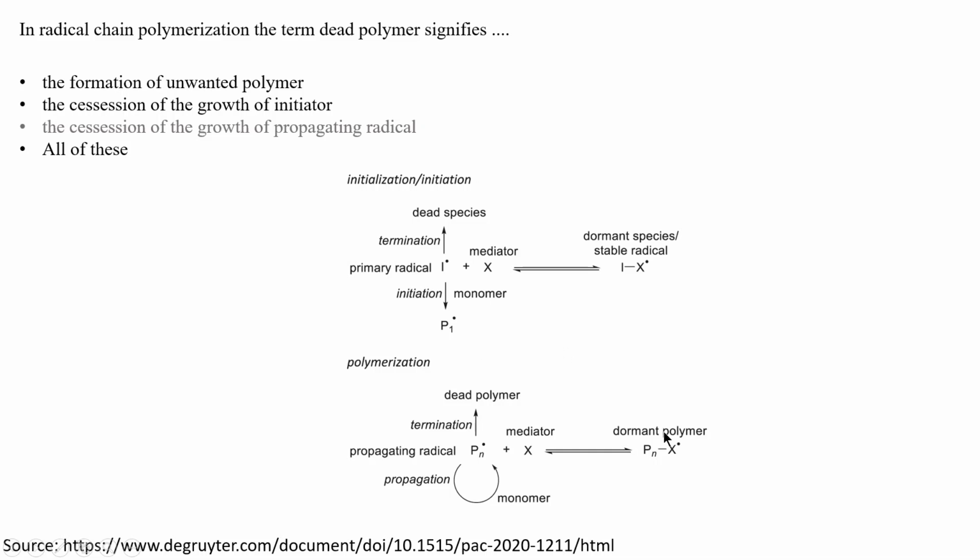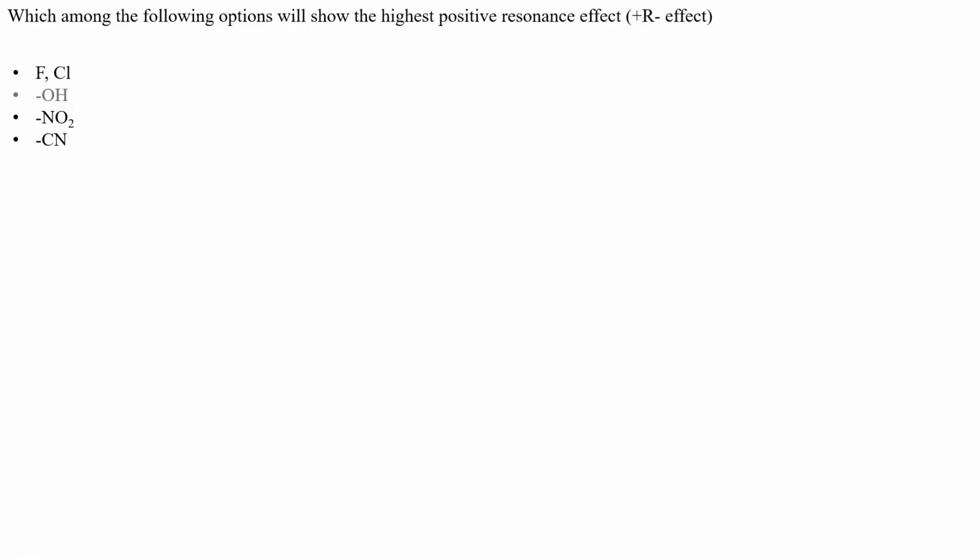Since the final dormant polymer is not going to propagate any further, the stopping of the growth of the propagating radical is the correct answer for dead polymer. That is the third option. Moving on to the next question. Which among the following options will show the highest positive resonance effect, plus R effect?